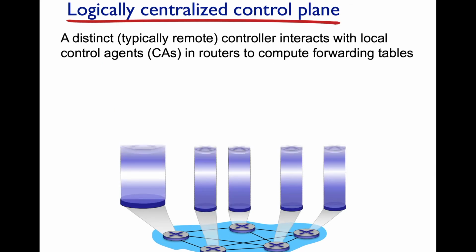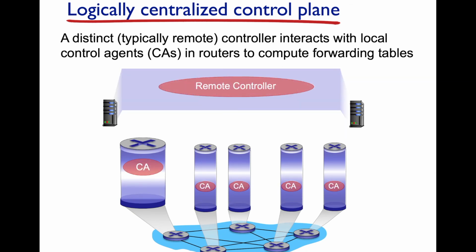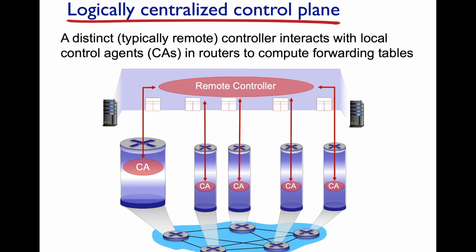And with a logically centralized approach in software-defined networking, we replace the routing algorithms with control agents, and the control agents effectively are these very simple proxies, but all of the real computation and the smarts, so to speak, happen in the remote controller. And so the controller interacts with the control agent to download a new forwarding table, and the control agent sends up information about traffic and data to the controller as the basis that it uses for its decision or calculation. And so here we have the controller.